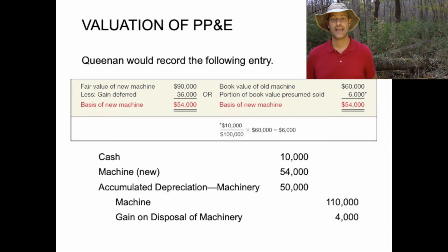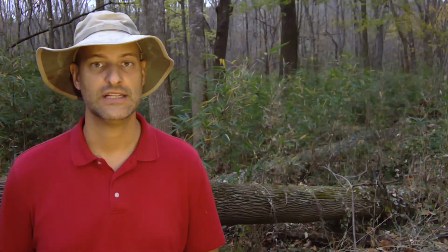That $4,000 gain gets recorded as a credit. That will hit our income statement as a gain on the disposal of the machinery this year, and that is how we are going to record that transaction.